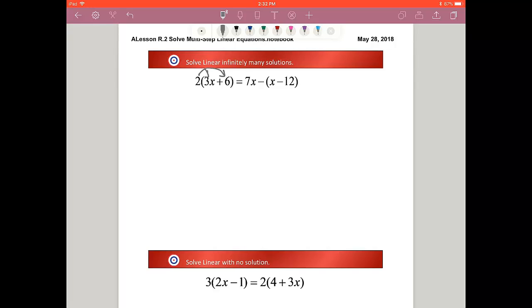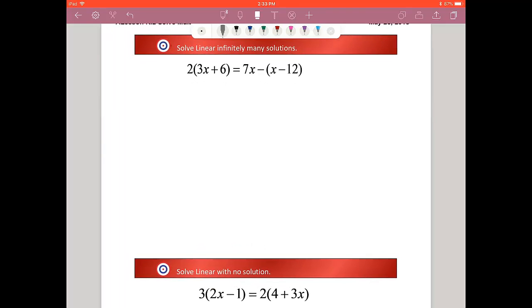2 times 3x plus 6 becomes 6x plus 12 equals 7x minus the quantity x minus 12. I just started solving that and didn't even give you a chance to write it down. So I'm going to let you write that down. 2 times the quantity 3x plus 6 equals 7x minus x minus 12. We're going to distribute the 2.